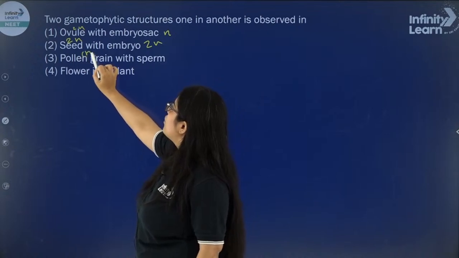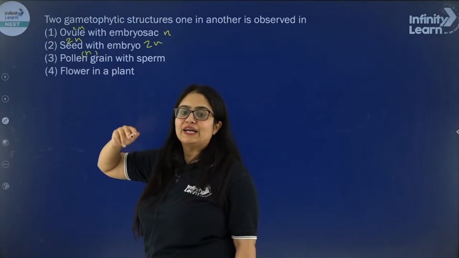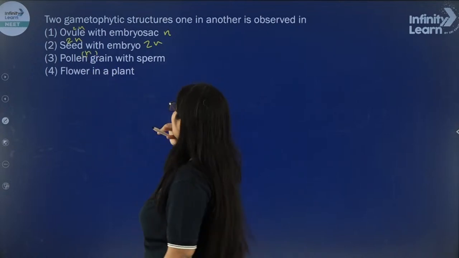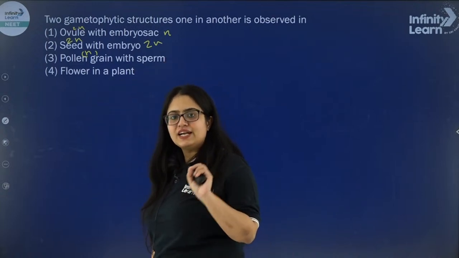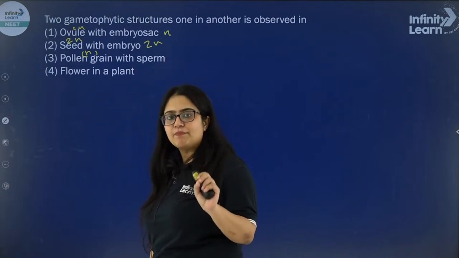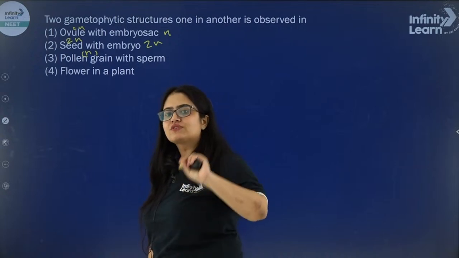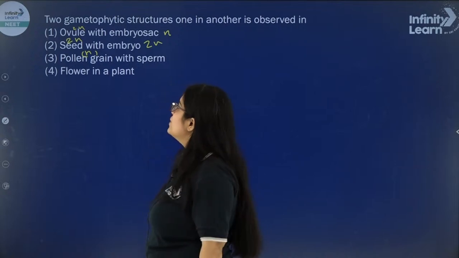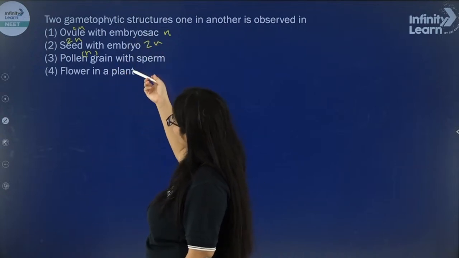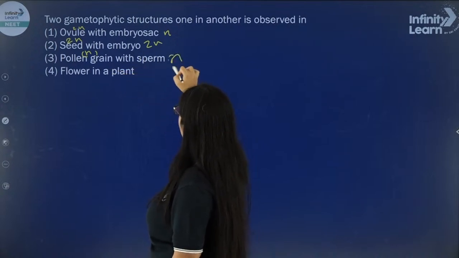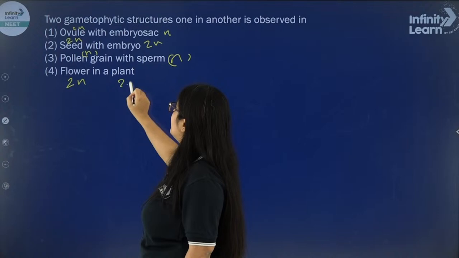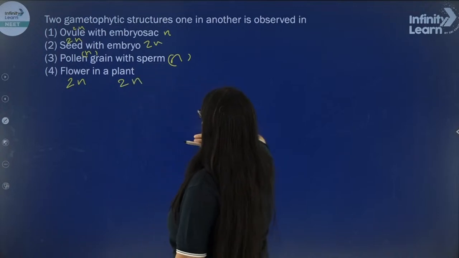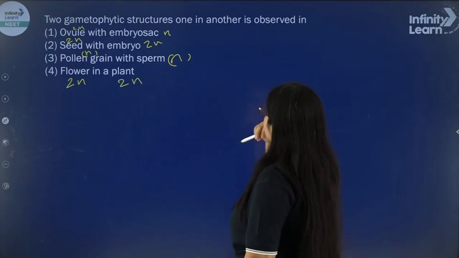Pollen grain is haploid. Pollen grain is formed from a microspore, which is itself a haploid. And sperm is formed when a generative cell inside a pollen grain, which itself is haploid, undergoes mitosis, it produces 2 male gamete sperm. So pollen grain is also haploid. Sperm is also haploid. Flower in a plant, flower is diploid. Plant is also diploid, because in angiosperms sporophyte is the main plant body.